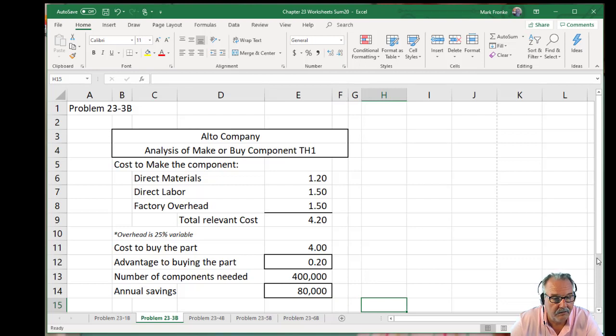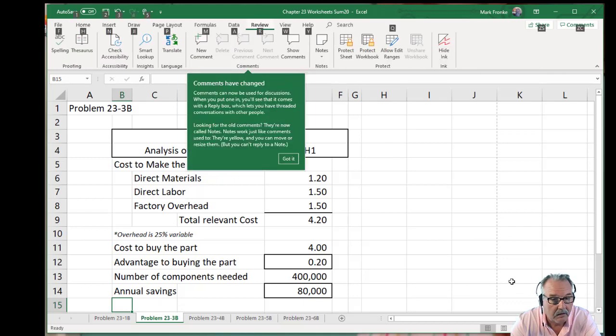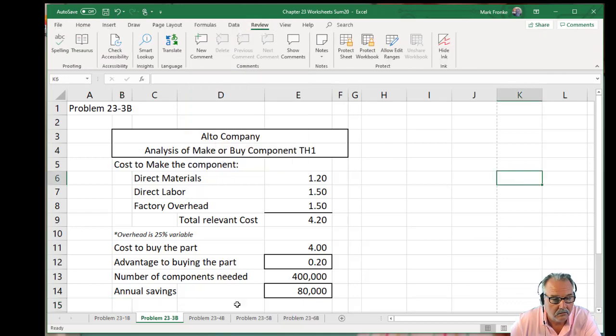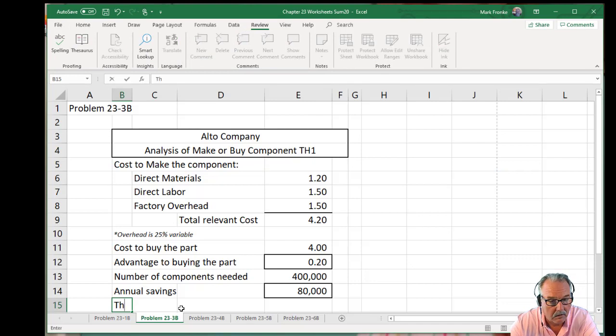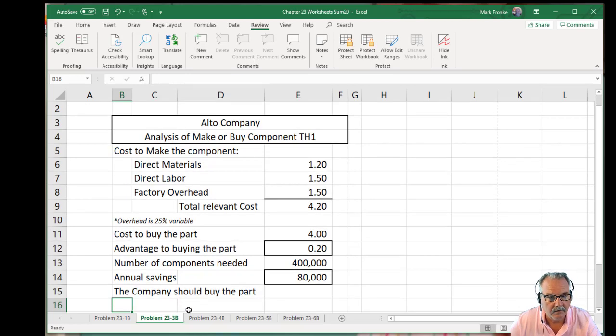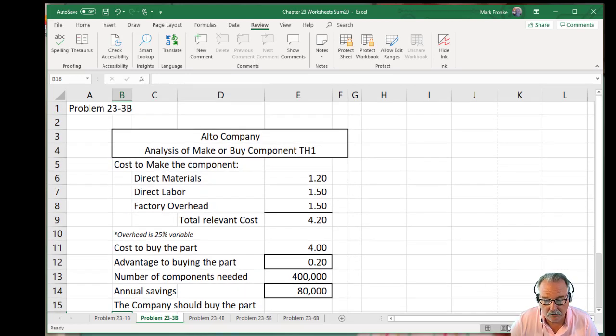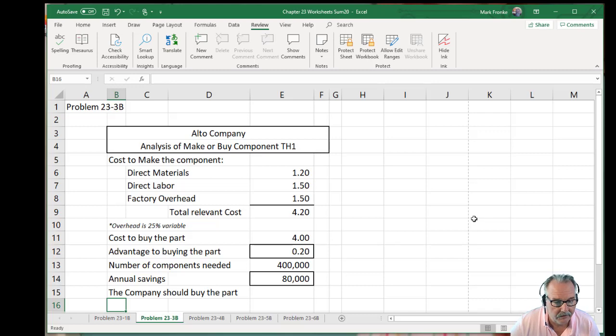Problem 23.3b. So what we should do is put a decision down here. The company should buy the part. Make it clear to the reader that this is the decision you think we should do.